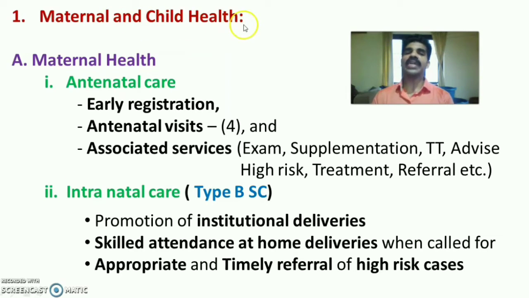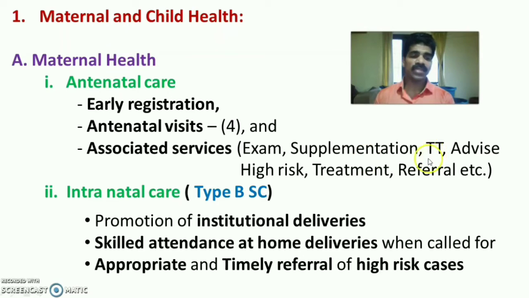First is maternal and child health. Maternal health includes antenatal care, intranatal care and postnatal care. Antenatal care includes early registration of the pregnant women and antenatal visits. There are nearly 4 visits. Then associated antenatal services, which include antenatal examinations, antenatal supplementations and tablets, folic acid, etc.